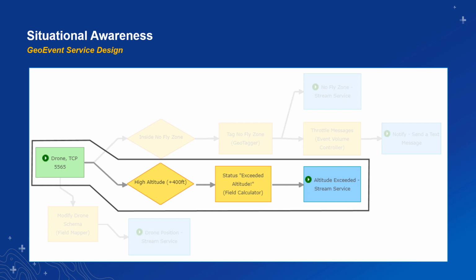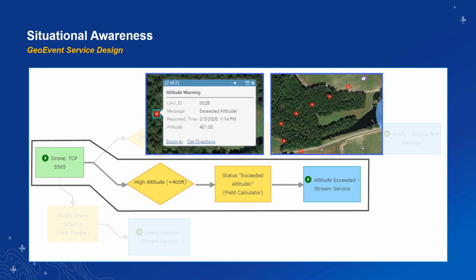Event data that passes the filter is then sent to a field calculator, though. And in simple terms, the field calculator processor is used to compute some sort of value. For this demonstration, we've configured the field calculator to change the value of a string message field to "exceeded altitude." This is what enabled the web map to display the message as part of the feature record pop-up once the data was passed to the stream service.